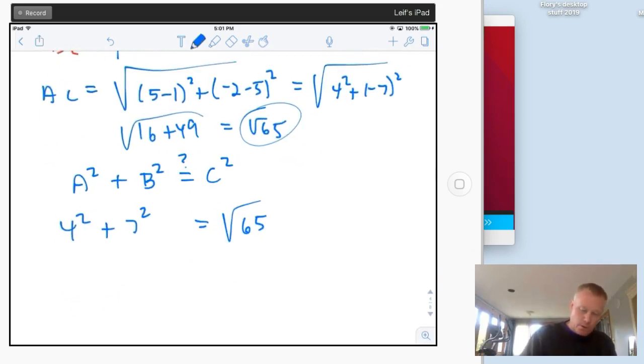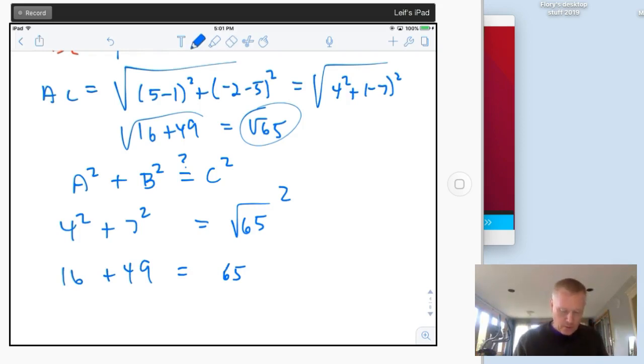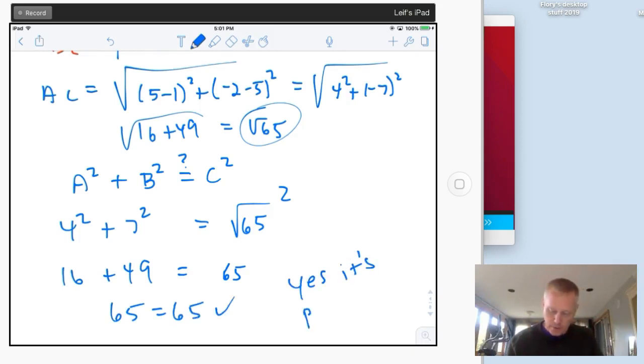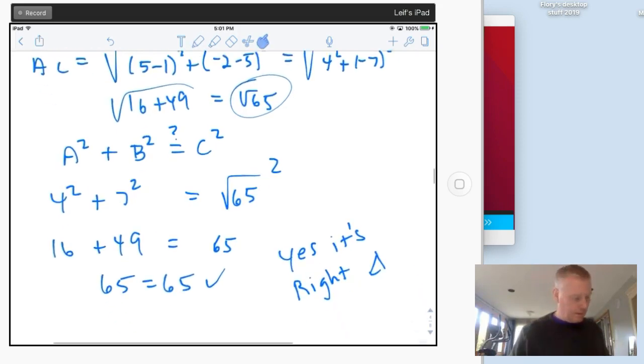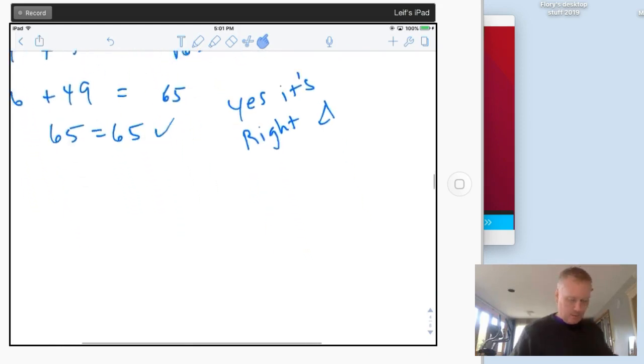And if I square 4, I get 16 plus 49 equals square root of 65. Oops, sorry, not square root of 65 because I squared it. So this was square root of 65 squared, which is regular 65. Square root knocks that out. So that is 65 equals 65. Therefore, yes, it's a right triangle. All right. Good. Next one.